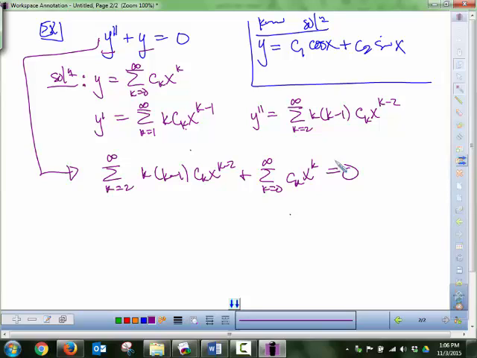So this thing's equal to 0, which means we're going to match up the coefficients, which means we need to combine this into one summation if we can. We should be able to. And what we need to do is match the powers of x. So this is where you start playing with indices.